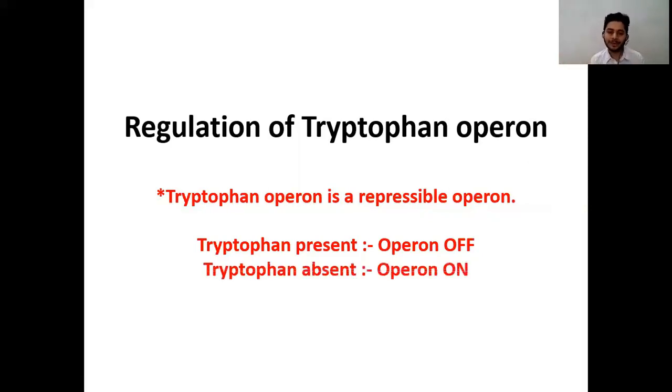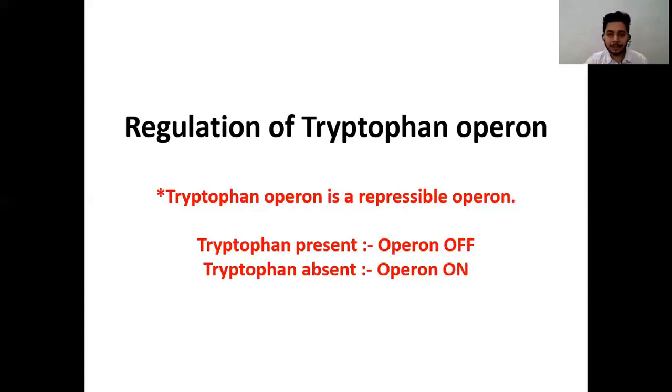In the other case, when tryptophan is absent, it means that the cells now require tryptophan. There is a deficiency of tryptophan and therefore tryptophan has to be synthesized. So for synthesizing tryptophan, the tryptophan operon will be switched on, all the five structural genes will get expressed, and all the 5 enzymes that help in the biosynthesis of tryptophan will be produced. So remember, the tryptophan operon is a repressible operon. It is going to function only when tryptophan is absent from the growth medium. So this is exactly contradictory to your lac operon.